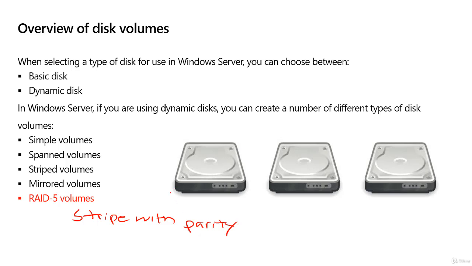RAID 5 requires a minimum of 3 disks. And the way it actually works, when I save data, I can have data written to this first disk here, but part of this is also going to be parity information. Now, this parity is heavily compressed information from other drives.